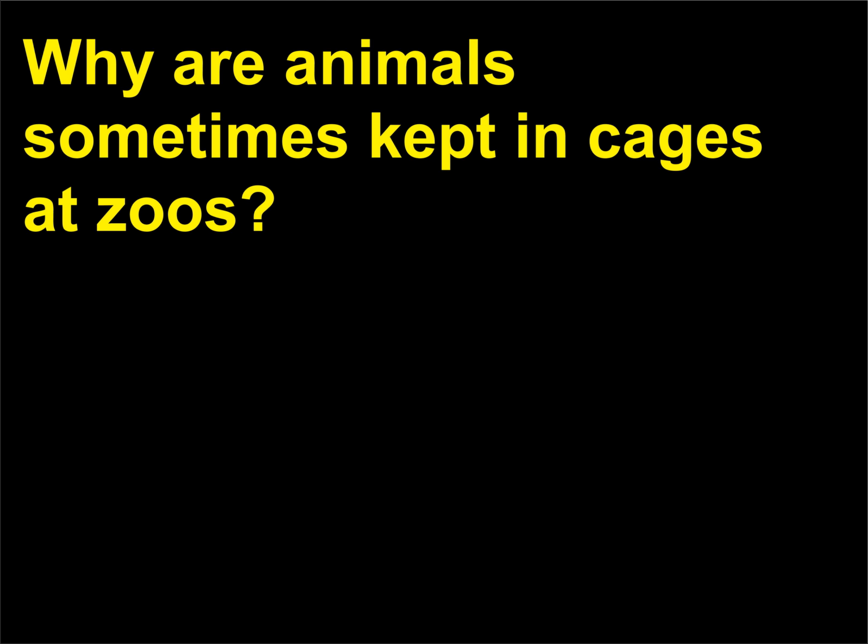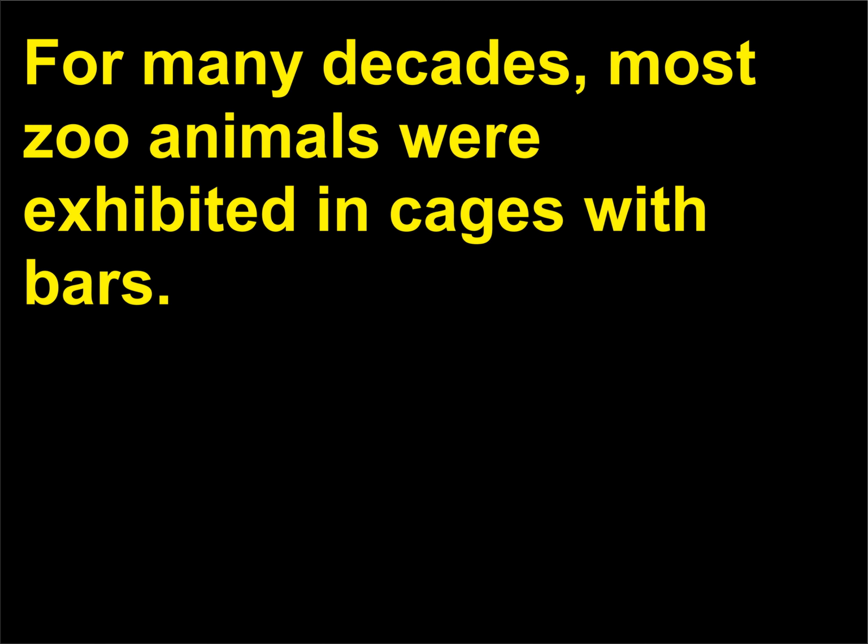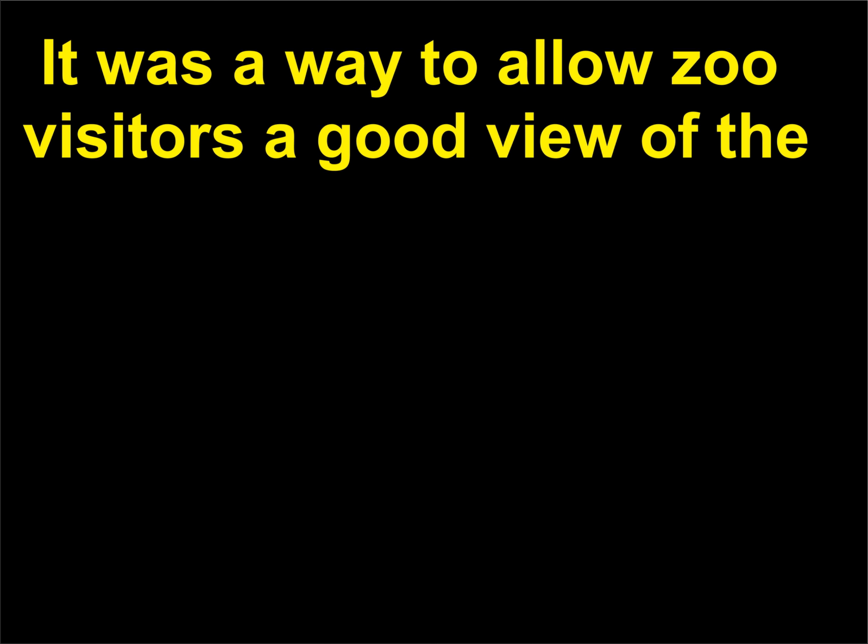Why are animals sometimes kept in cages at zoos? For many decades, most zoo animals were exhibited in cages with bars. It was a way to allow zoo visitors a good view of the animals while keeping people safe from unexpected attacks.